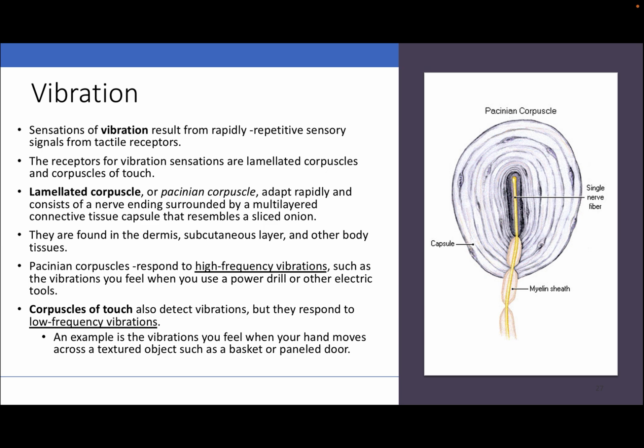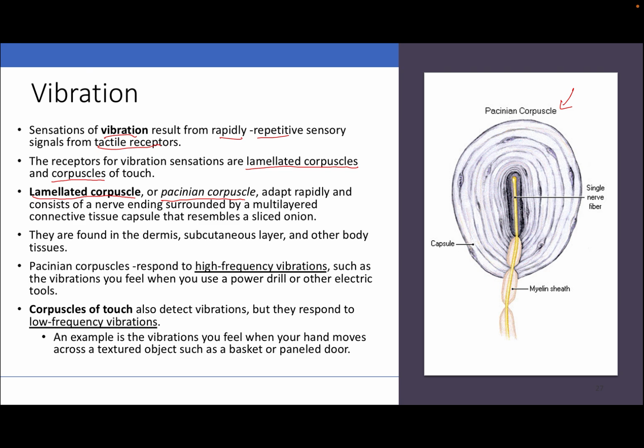We next have vibration. Sensations of vibration are going to result from rapidly repetitive sensory signals that are stimulating these tactile receptors. Receptors for vibration sensation are going to be our lamellated corpuscles and our corpuscles of touch. Now, our lamellated corpuscles are also known as Pacinian corpuscles, which is what we see here. Looks kind of like an onion. So be familiar with both terms because they are both still used.